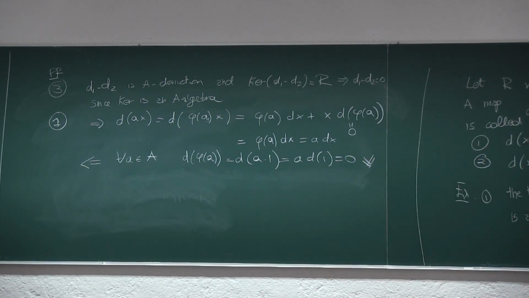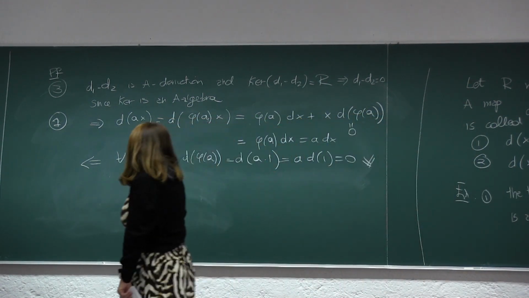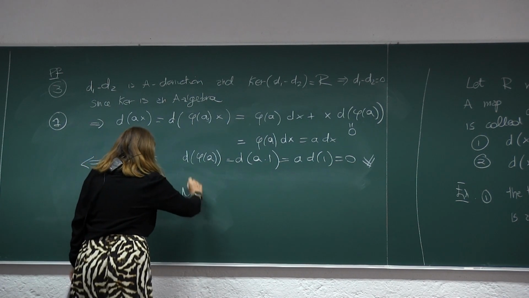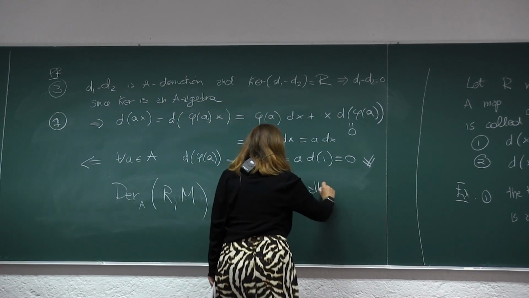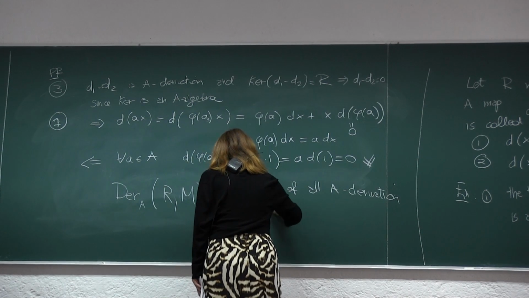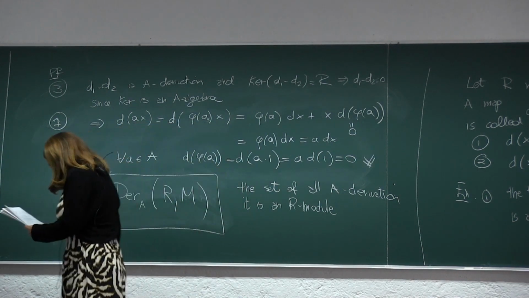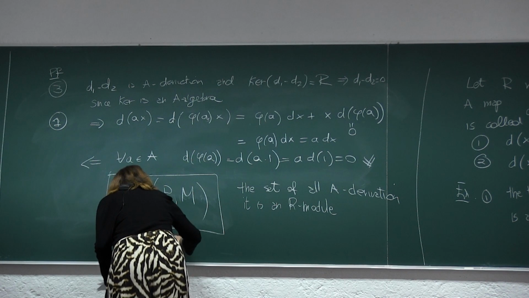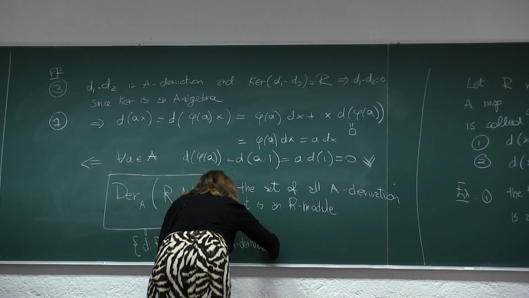And now, we have defined this A derivation, and I can take the set of all of them. These sets of all the A derivations form a module, an R module. So this is the set of all A derivations, and it is an R module. And what it is exactly is the set of the D from R to M such that D is a derivation, is an A derivation, or is a derivation over A.